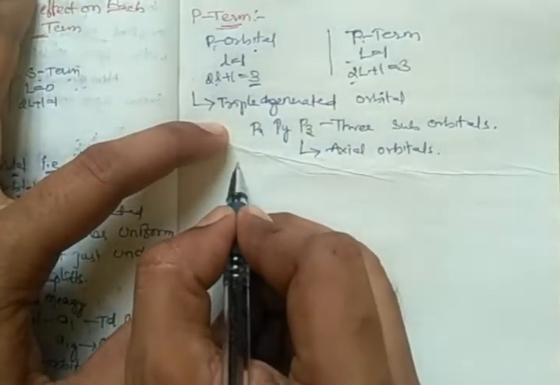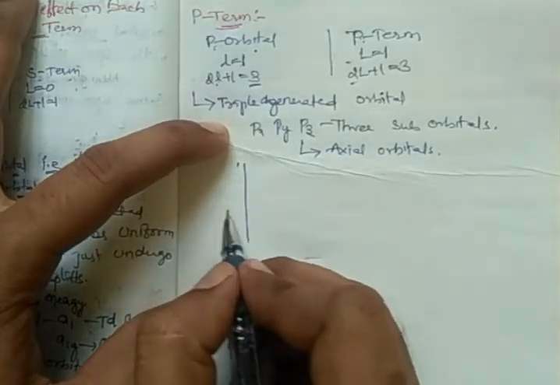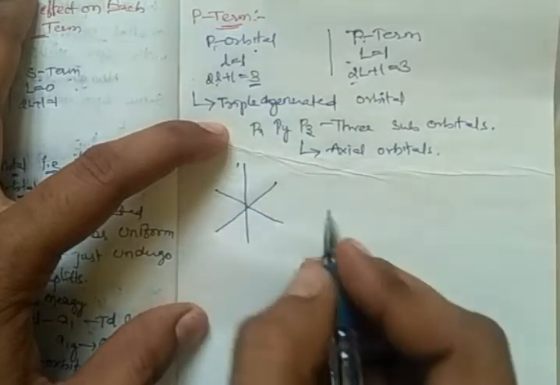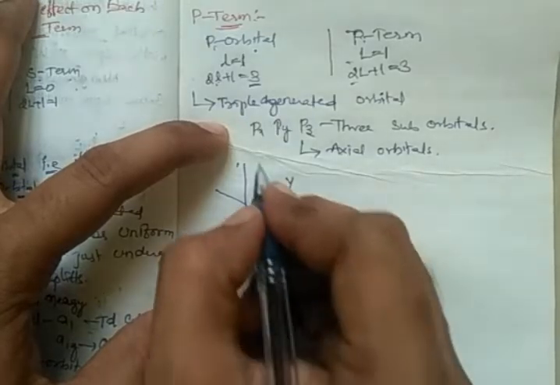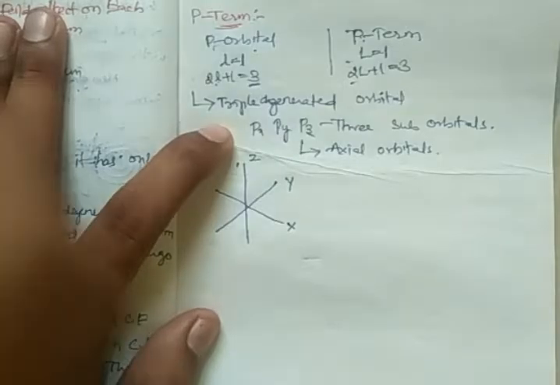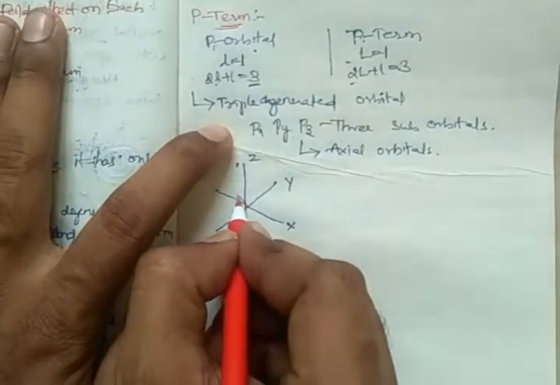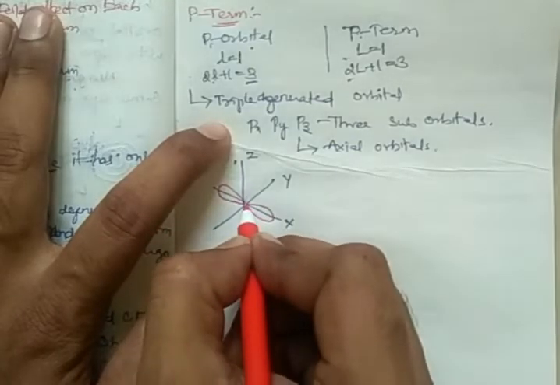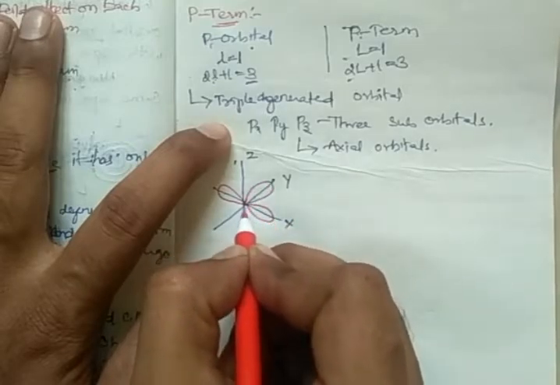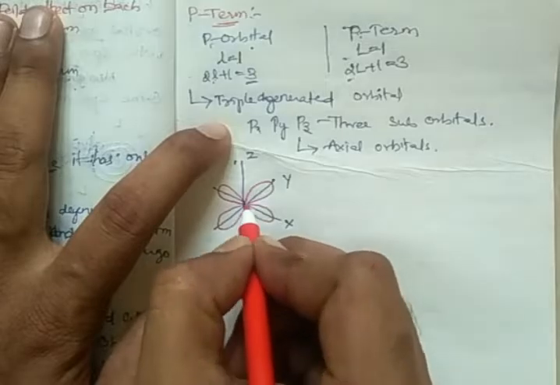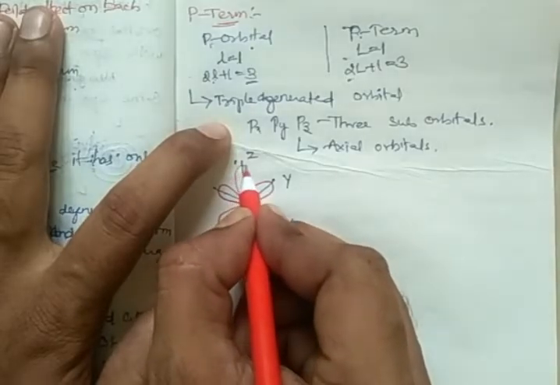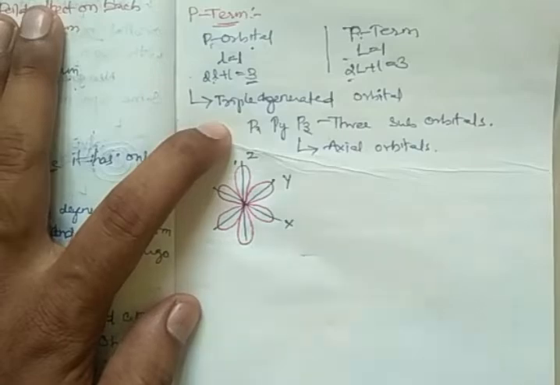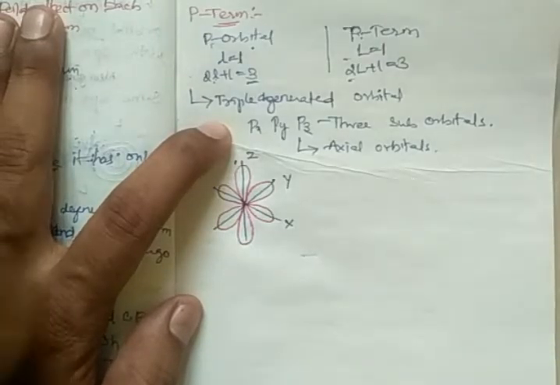If we have the coordination axes like this, x, y, z, if this is x, this is y, this is z, then px has two lobes along the x axis, py has two lobes along the y axis, and pz has its lobes along the z axis.